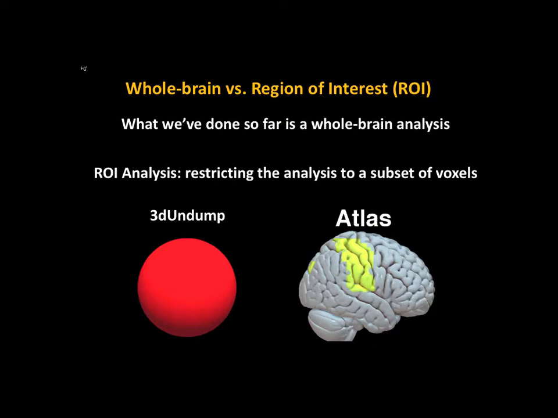We'll be going through a couple of different ways to do this. One is through a command called 3dUndump to create a spherical ROI, very common. The other one is by using an atlas to define a region on a template of the brain, and then you extract data from that. There's also Neurosynth at the very end, which is a very, very cool online platform, easy to use, and you can use it to define meta-analyses for a region of interest.